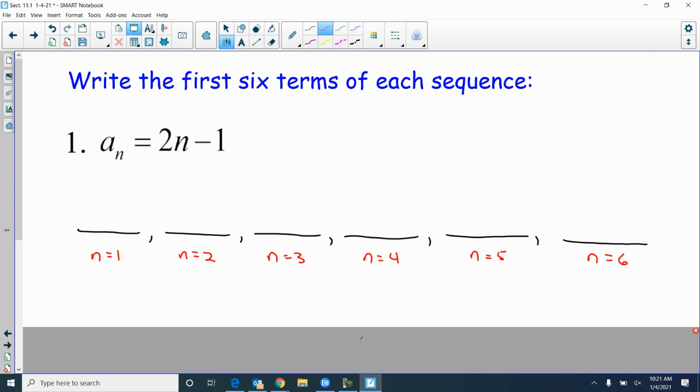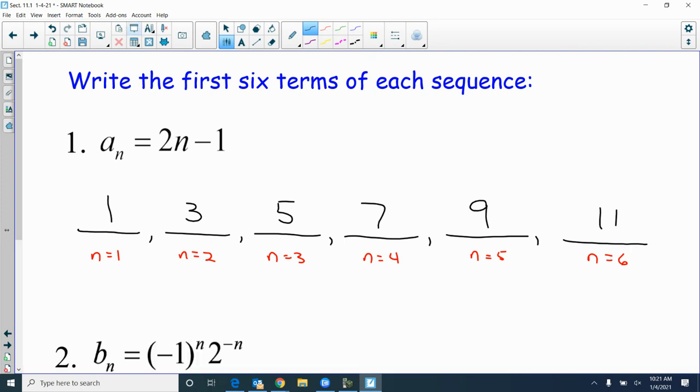Okay, when I plug in 1, what do I get? 2 minus 1 is 1. Plug in 2, I get 3. Plug in 3, I get 5. More often than not, you're going to find a pattern, and you can kind of just continue the pattern, but it makes sure it matches up when you do plug in the numbers. So I got 1, 3, 5, 7, 9, and 11.